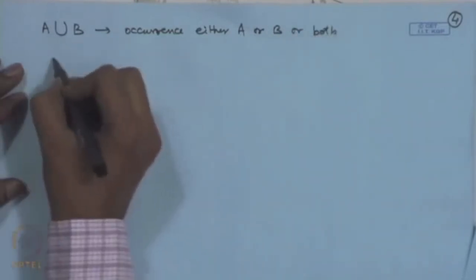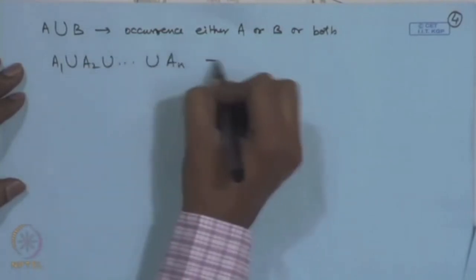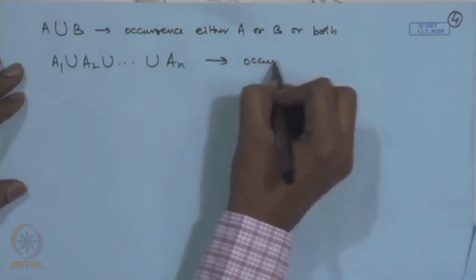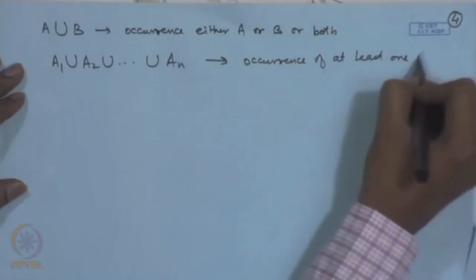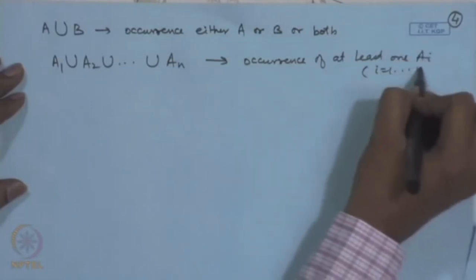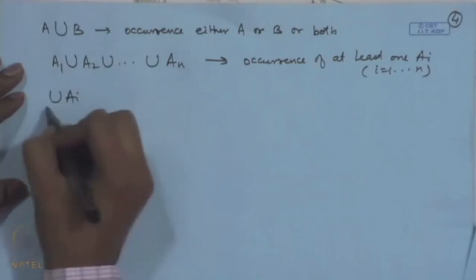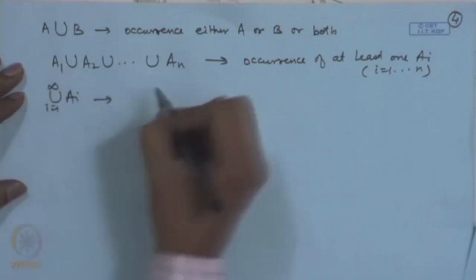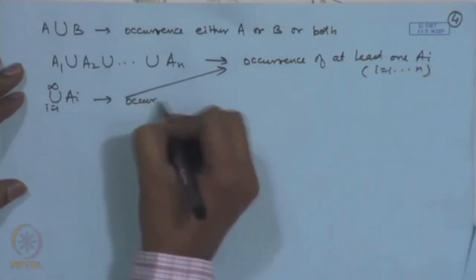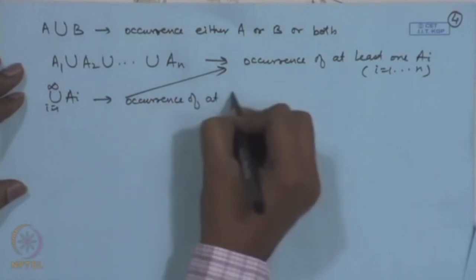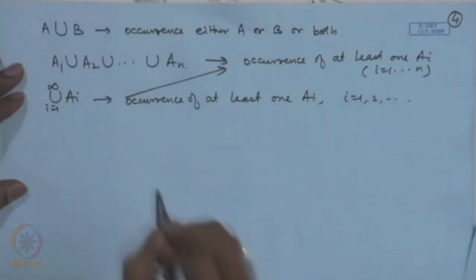Now, we can generalize this notation. For example, if I have A 1 union A 2 union A n, then we may say this is occurrence of at least one A I for I is equal to 1 to n. We may even talk about an infinite union I is equal to 1 to infinity. The interpretation of this will also be the same, occurrence of at least one A I. Now, here I will be 1, 2 and so on.